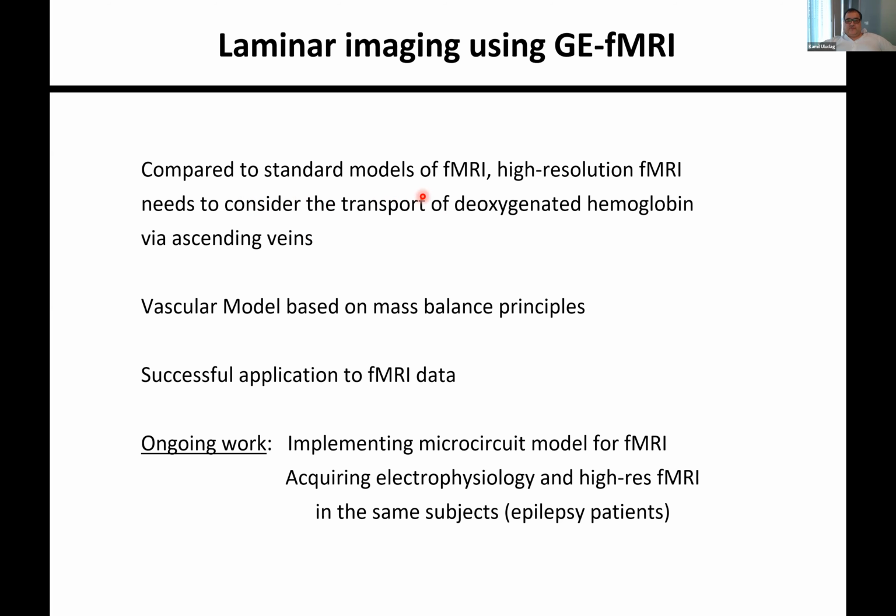Compared to standard models of fMRI, high-resolution fMRI needs to consider the transport of deoxygenated hemoglobin via ascending veins. And we have developed a vascular model based on mass balance principles. So far, using this model, it looks like it works, but the database is quite thin. And we are trying to implement a microcircuit model for fMRI. And we need more data with electrophysiology and high-resolution fMRI at the same time.